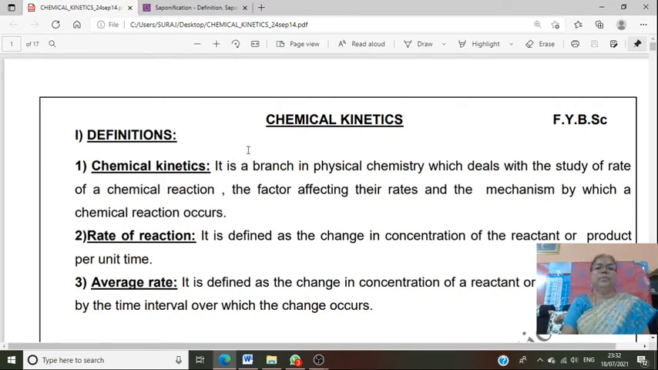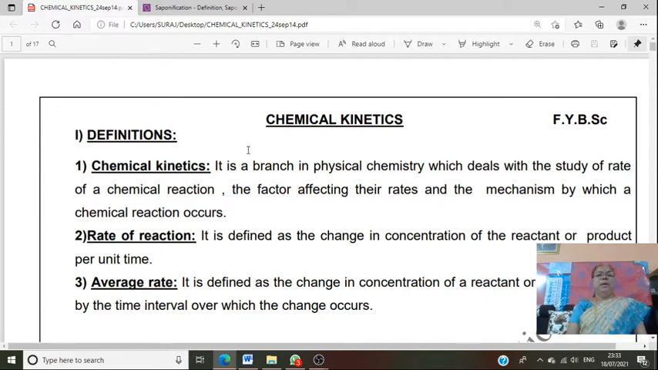Welcome students for the chemistry lecture. Up till now in chemical kinetics you have studied what is chemical kinetics, the rate of reaction, what is the average rate, what is the instant rate, then what is the molecularity, order of reaction, zero order reaction, first order reaction, second order reaction with examples and characteristics. So let us revise these points in short.